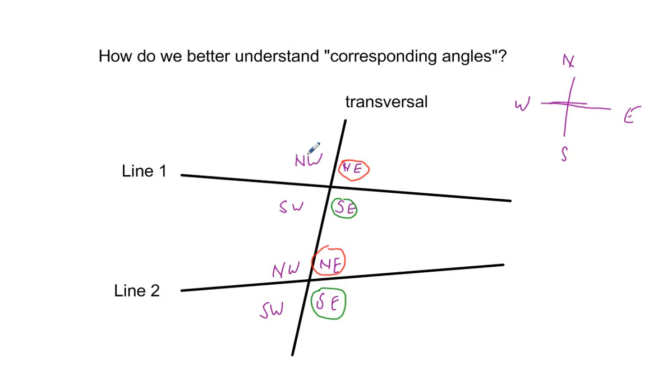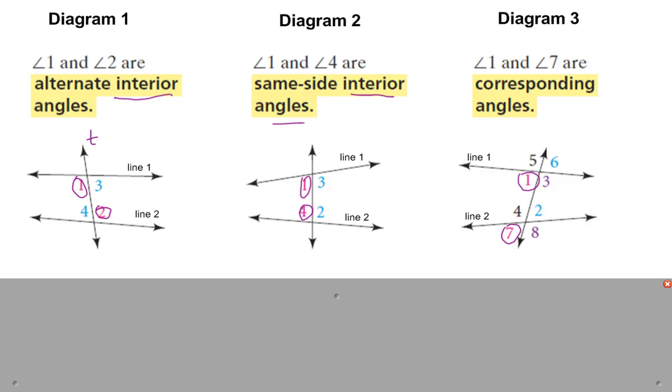Let's see what I got here. I've got the northwest corner here and the northwest corner here. They have the same name. They correspond with each other. And finally, I've got the southwest corner here and the southwest corner here. Those names are the same. They correspond with each other. So now maybe it's easier for you to understand why we call them corresponding angles, because they have the same name. When you think in terms of north, south, east, west, it's much easier to see.